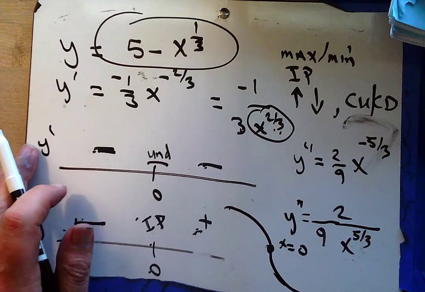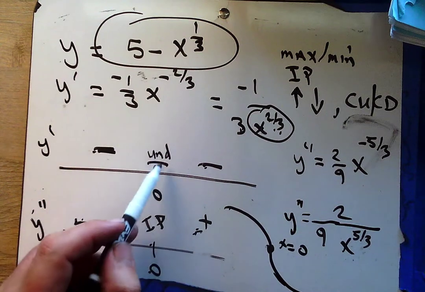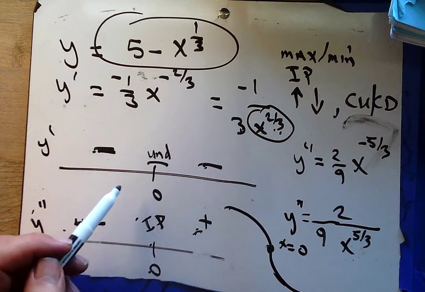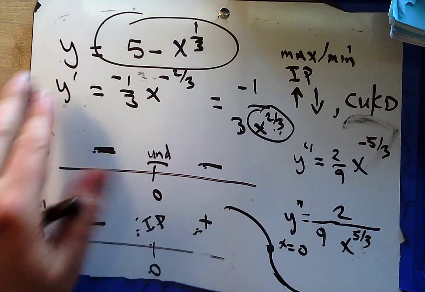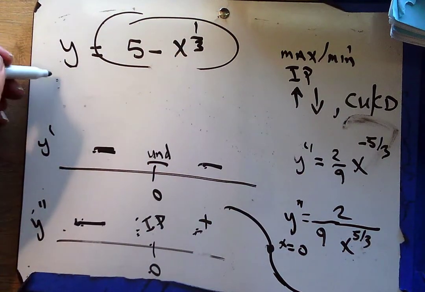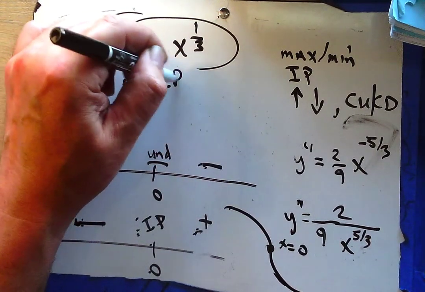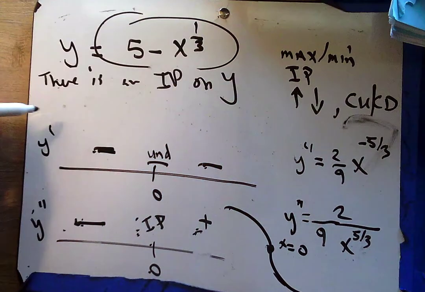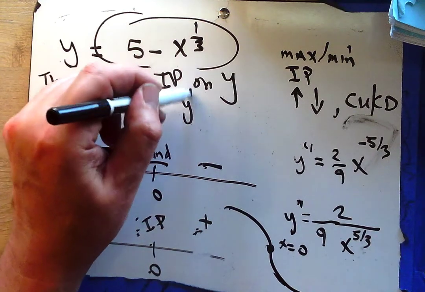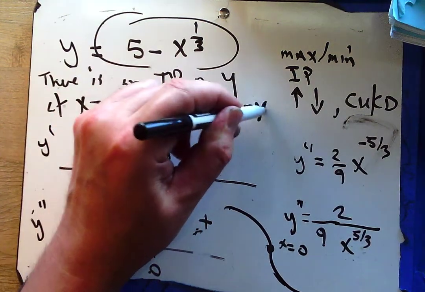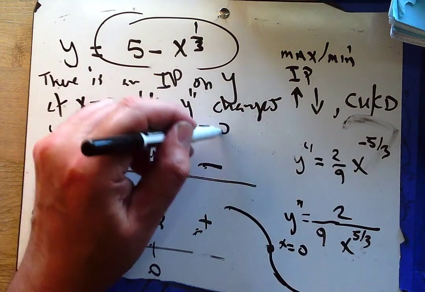Okay? All right, and remember, you need to write justifications. We have no sign change in y prime, but inflection point has a sign change. So I, of course, will write the justification and say, there is an inflection point on y at x equals 0 because y double prime changes sign at x equals 0.